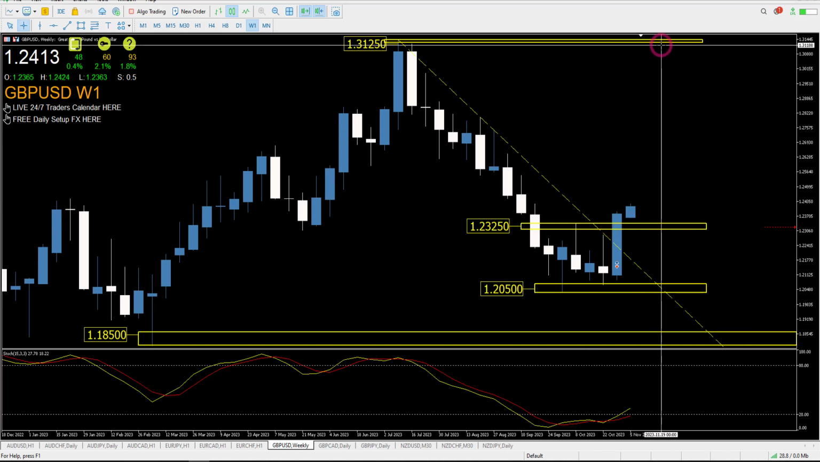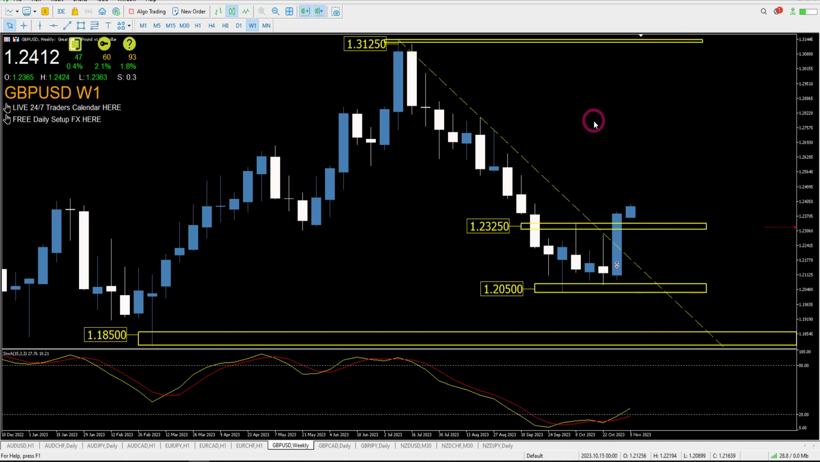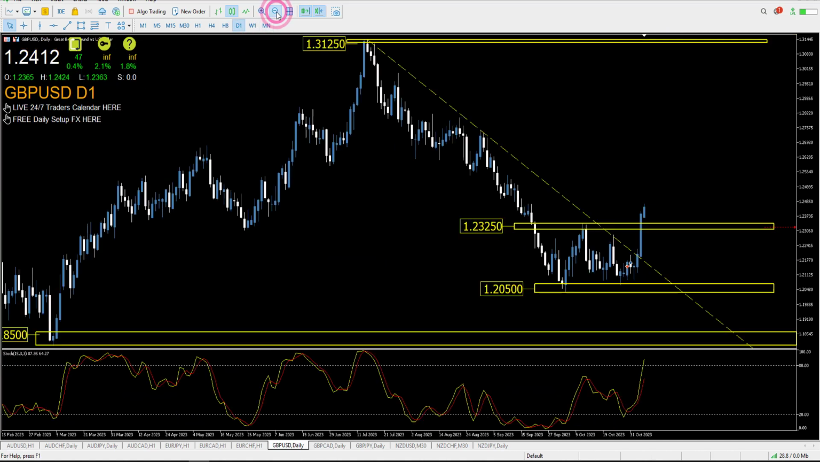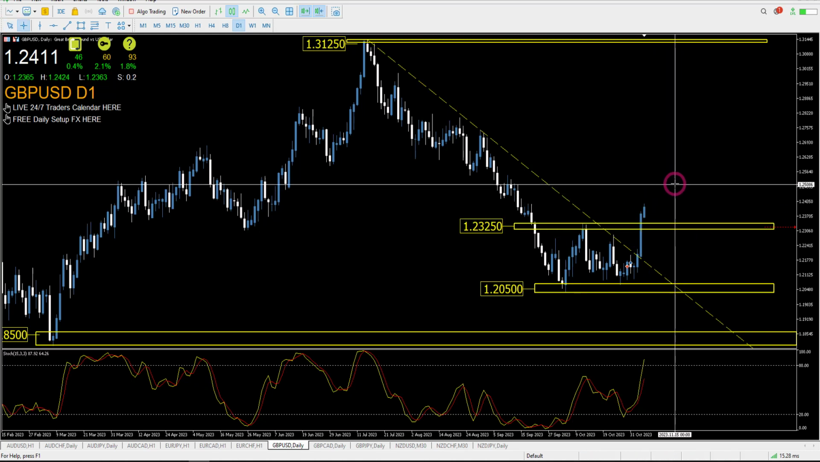Obviously, it'd be nice to see price up at 131.25, because that gives us about 700 pips to work with. But the reality of getting it up there is a little bit different. Looking at the daily chart, you can see that we've breached this consolidation now. We're holding above that. So it's just about identifying those next levels of support and resistance.